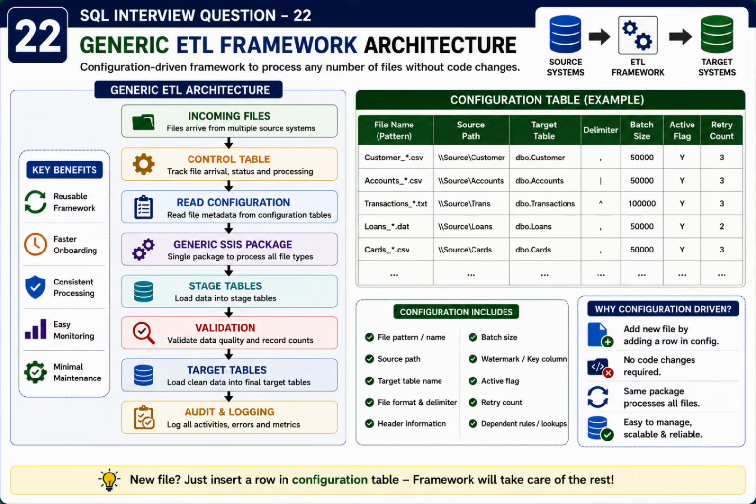That means if tomorrow a new file arrives, we do not need to modify the package. We simply insert one new row into the configuration table. The same package automatically starts processing the new file. So this makes the framework reusable, scalable and very easy to maintain. Now let's see how the framework processes each file.